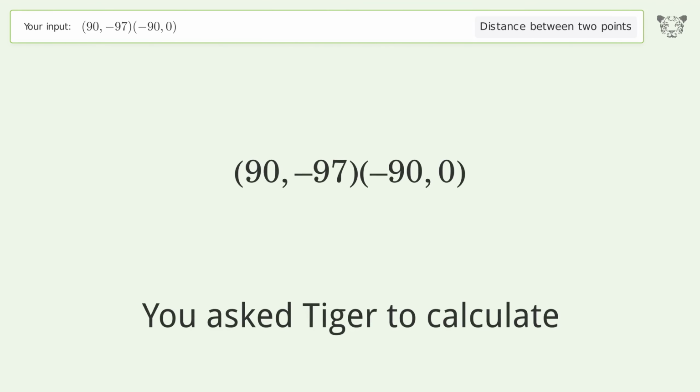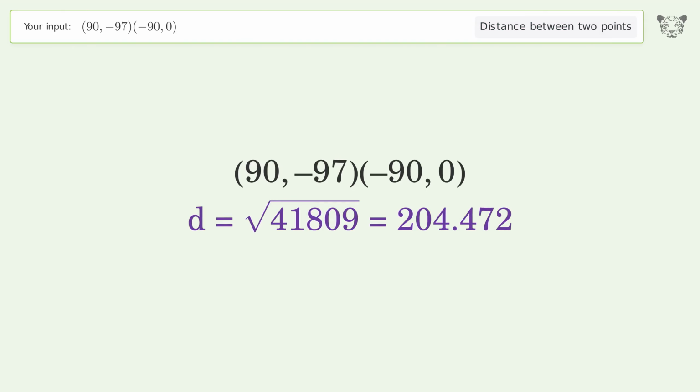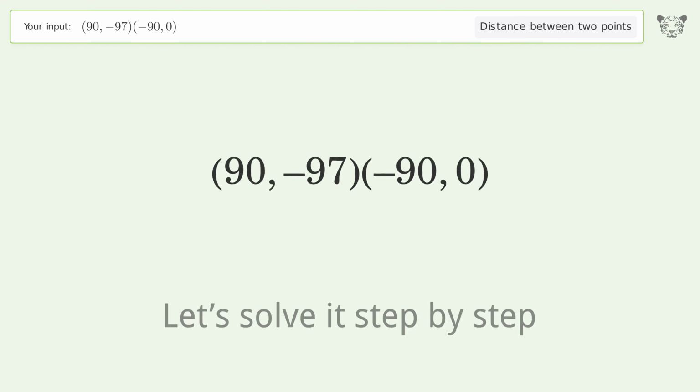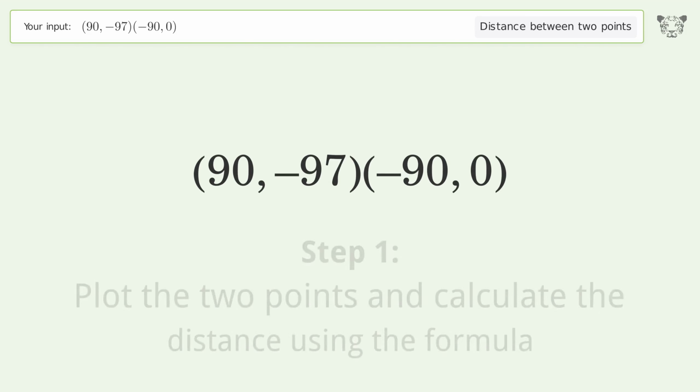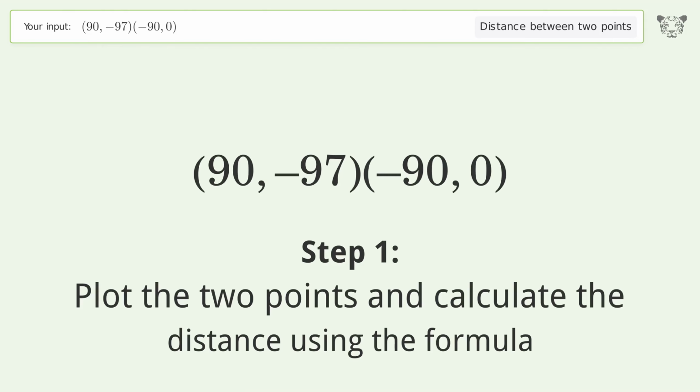You ask Tiger to calculate. This deals with the distance between 2 points. The distance between the 2 points is the square root of 41,809 or 204.472. Let's solve it step by step. Plot the 2 points and calculate the distance using the formula.